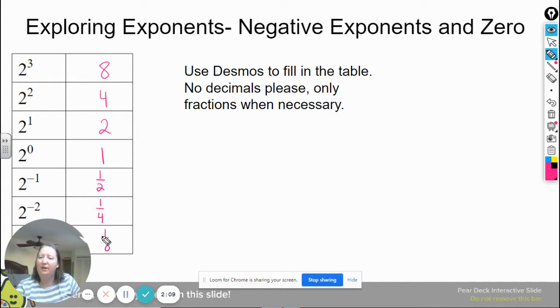And you see the pattern here? 2 to the negative 2 is 1/4. 2 to the positive 2 was 4. See how it's a fraction flipped. It's what it is with the 1 on top.